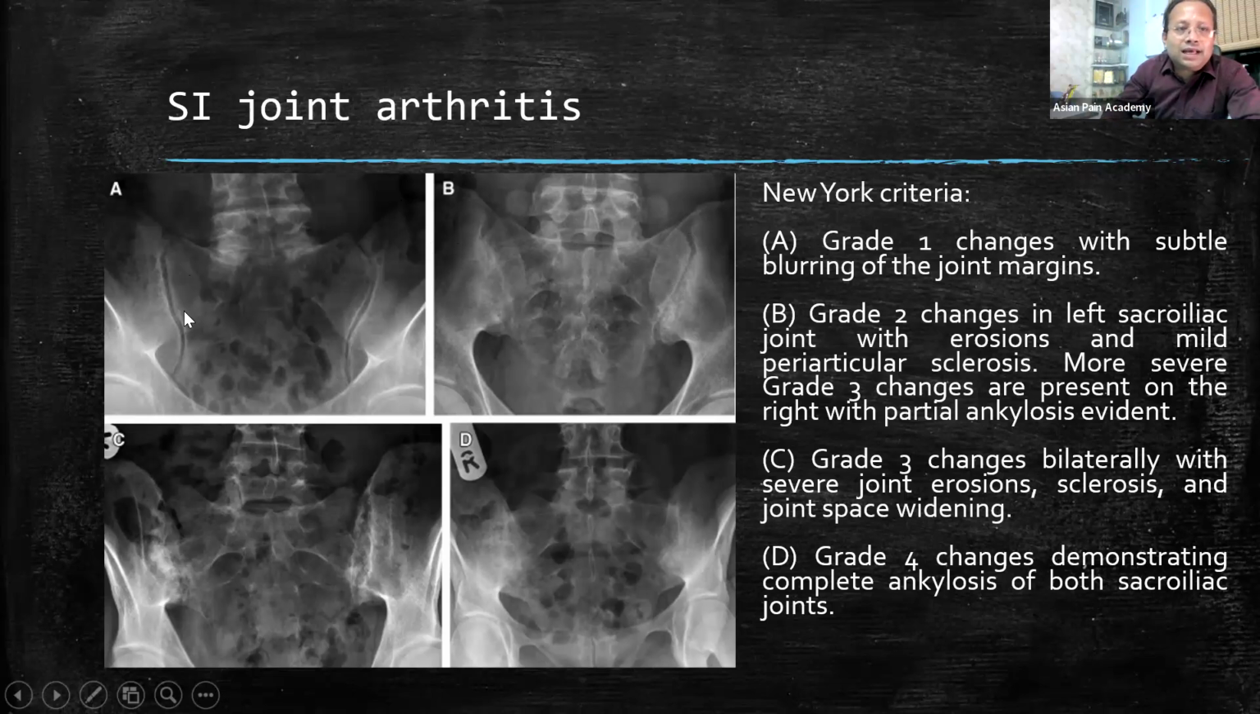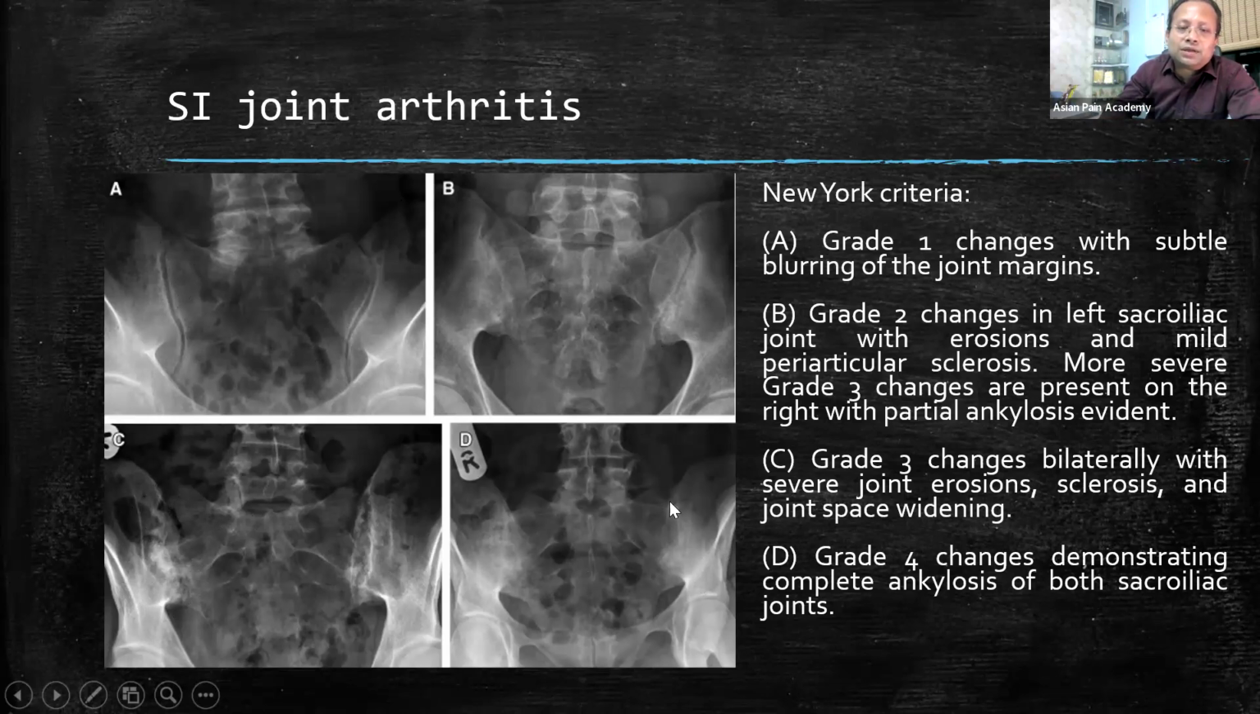Here you can see clear margins of the SI joint. When you see the SI joint, you see the margins of the sacrum and the margins of the ilium. So it is very clear lines. But here it is not clear. It is hazy. And this second one is completely deranged. I mean, there is edema also, and it is completely deranged. And this one is actually grade 4.